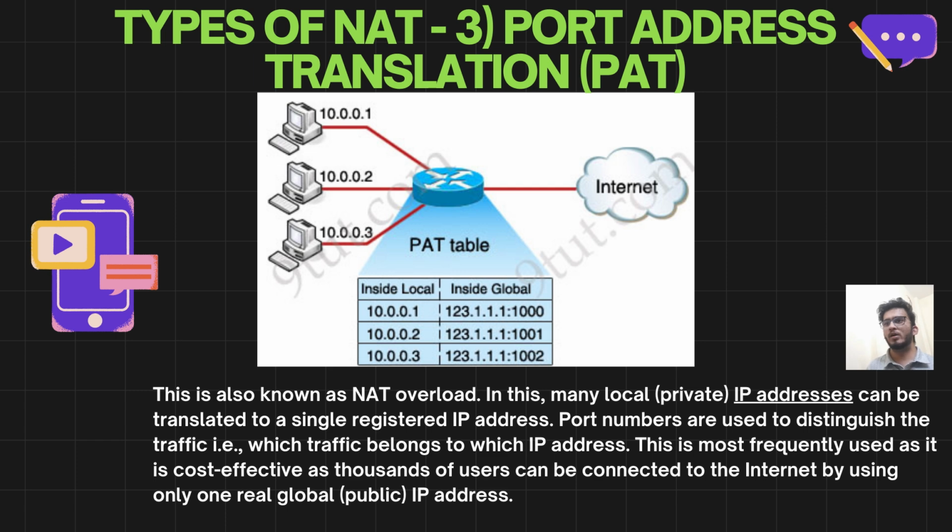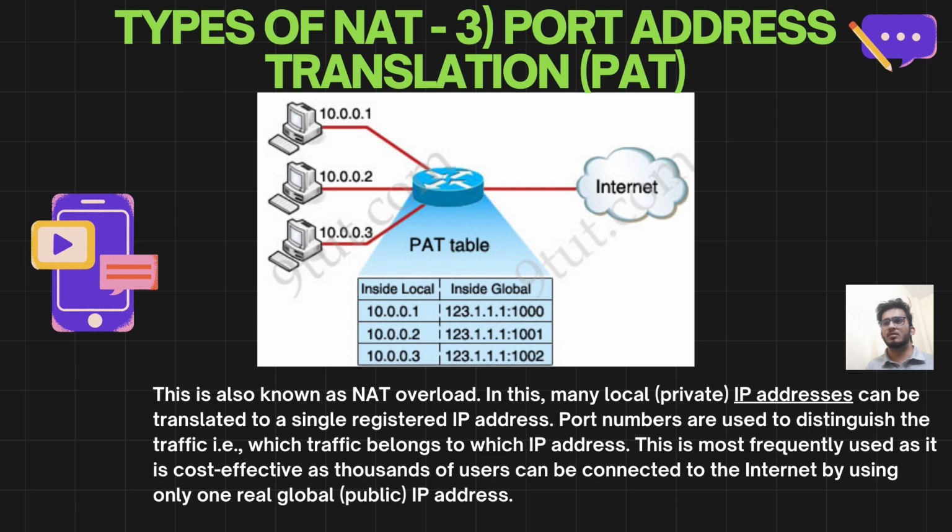Finally, we have port address translation, also known as PAT or NAT overload. This is the most common type of NAT used in day-to-day life. PAT allows you to translate many private IP addresses into a single public IP address. It's like an even more efficient parking system where multiple cars can be parked at the same spot at different times, and a parking attendant keeps track of who is using the spot and when.